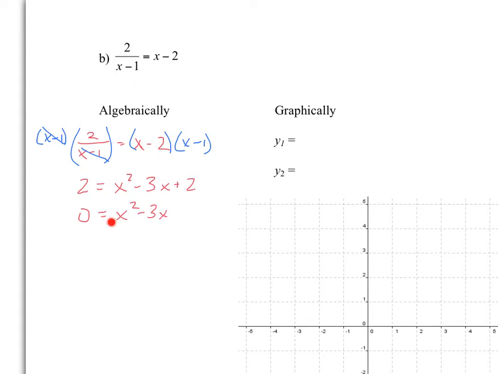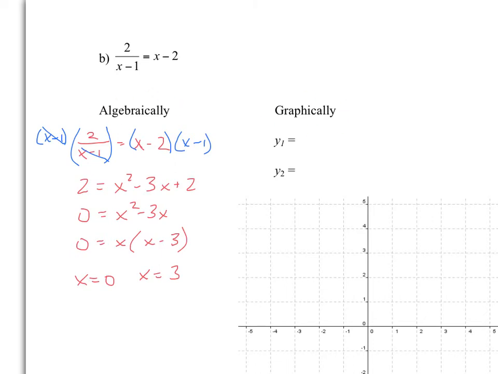And now, this is no longer a trinomial, but there is a common factor between x squared and 3x, and the common factor is x. So what we're left with is x times x minus 3. So there are two solutions to this problem. There's x equals 0, and there's x equals 3. Alright, so algebraically, pretty easy.